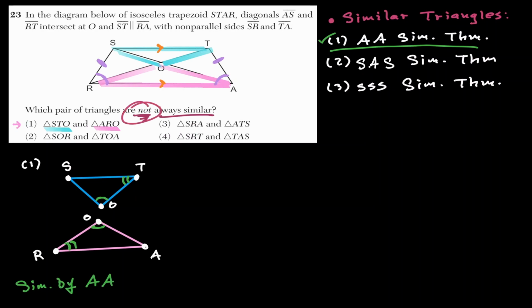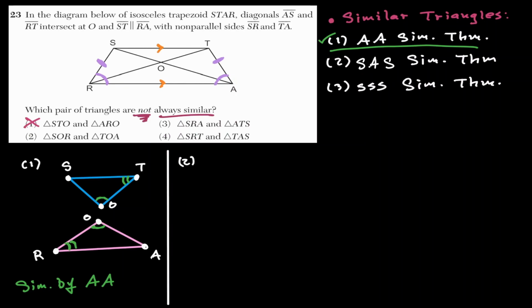But remember that we're looking for the knots. So option number 1 is not the correct option. Let's look at option number 2. Triangle SOR is similar to triangle TOA. So let's draw those triangles.